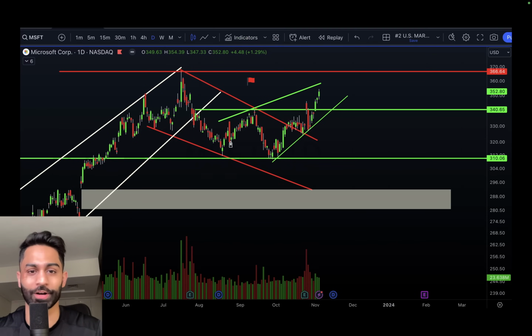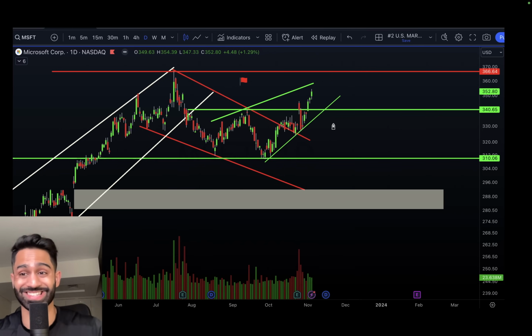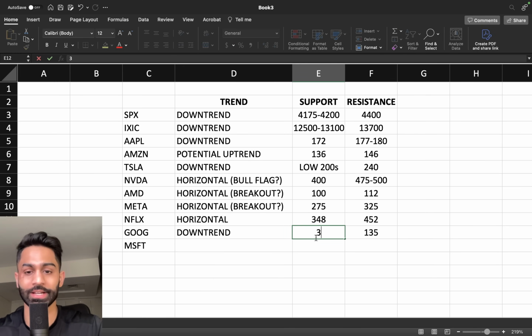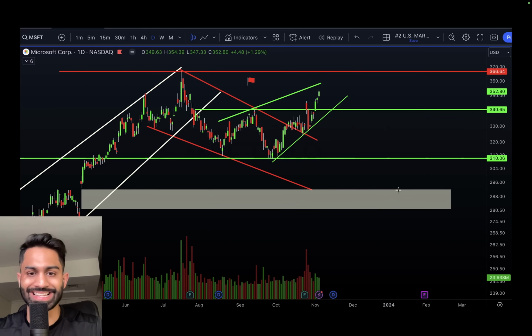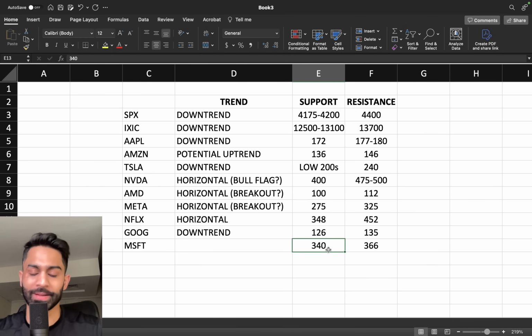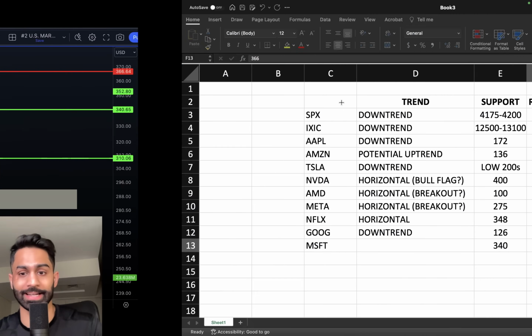Now, when it comes to Microsoft, it is on a very solid uptrend with some higher highs and higher lows. So we are making a very nice, consistent uptrend here. Now we are approaching a little bit of a resistance, with the support level staying put at $340 per share, with the next target pretty much at the all-time high at close to 366. So we're going to put down $340 as a really good support on an intermediate basis, and $366 as the next target and the next resistance.